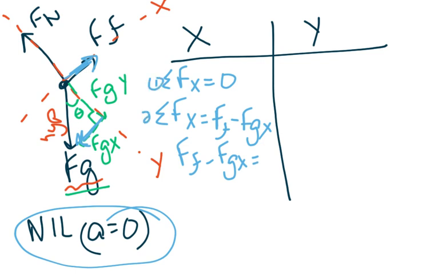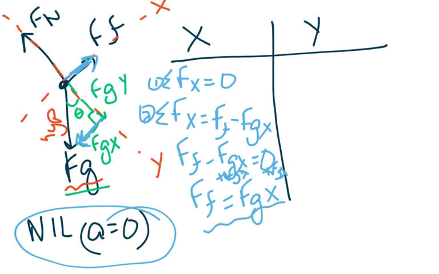This equation is equal to the second equation. So I have my frictional force minus that horizontal component of gravity equal to 0. I can add that horizontal component of gravity to both sides. And I can see that my frictional force is equal to that horizontal component of gravity going down the ramp.